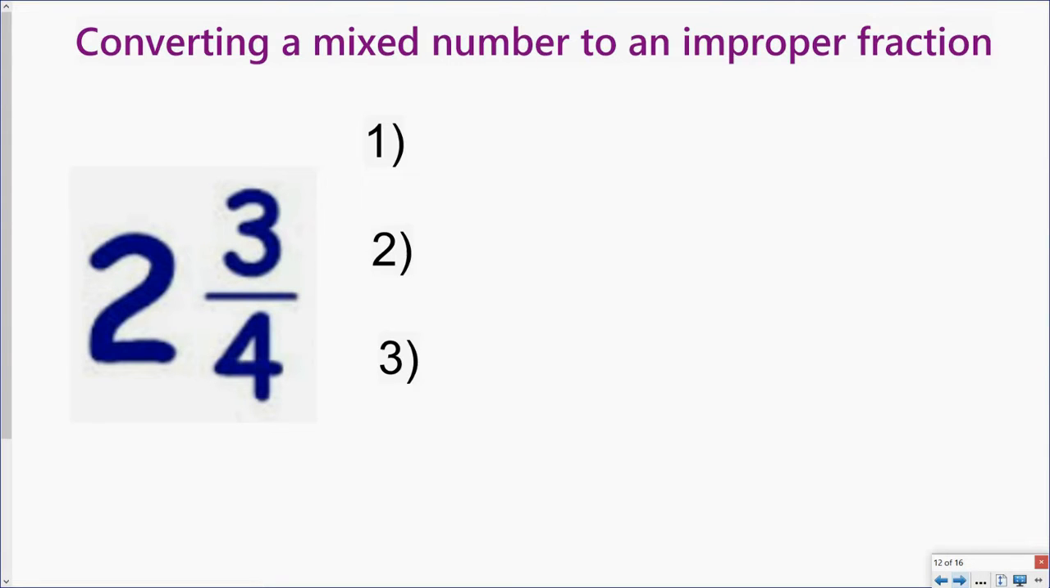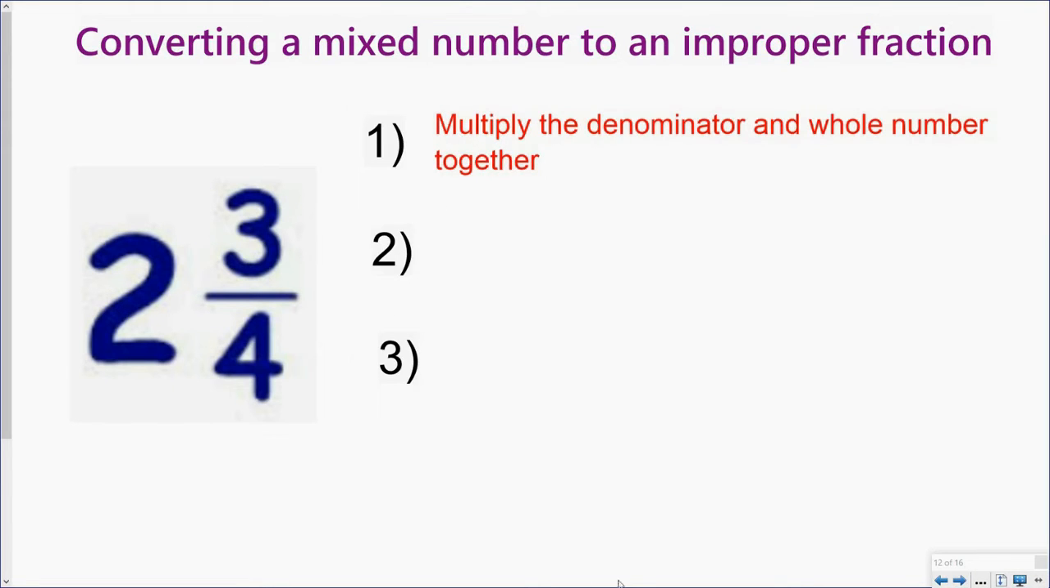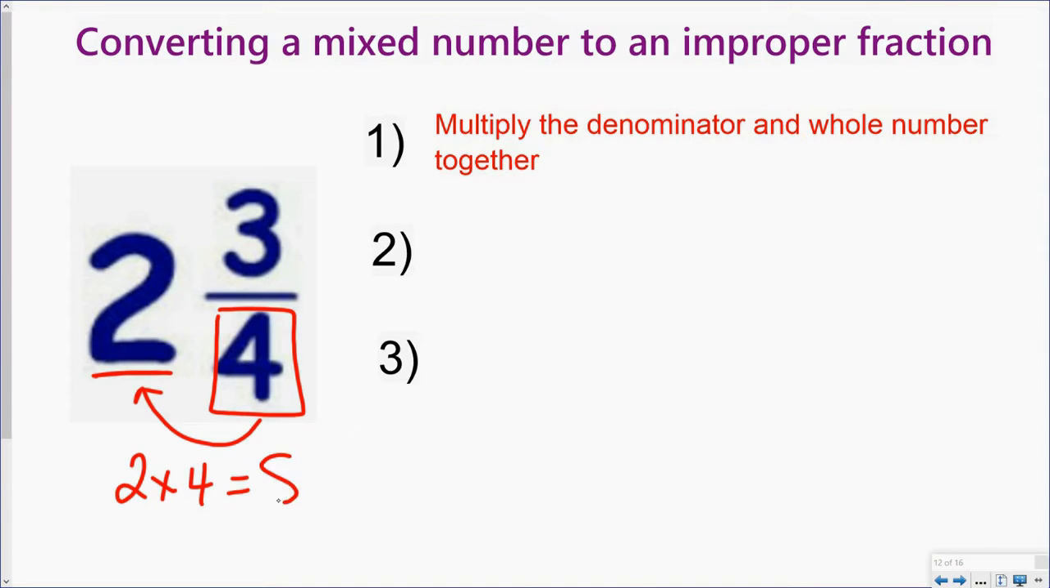So let's convert a mixed number to an improper fraction. The first thing that we're going to do is multiply the denominator and the whole number together. So my whole number is here and my denominator is here. So I'm going to take and multiply this times this. So 2 multiplied by 4 is going to give me 8.